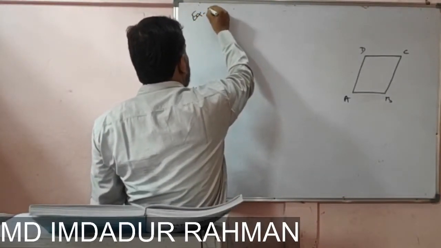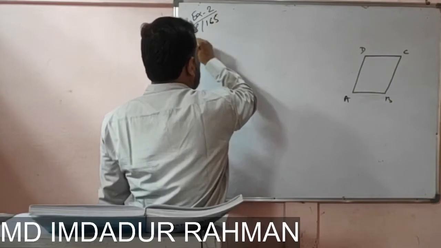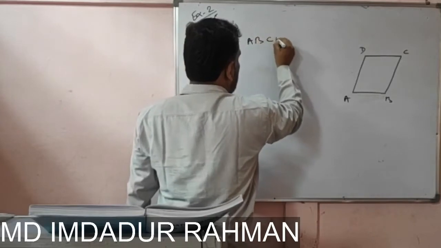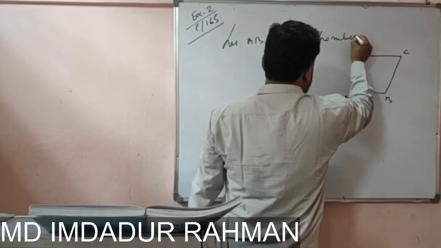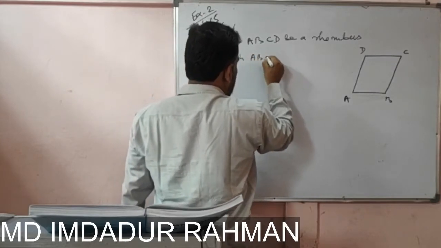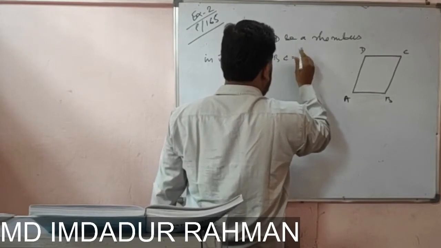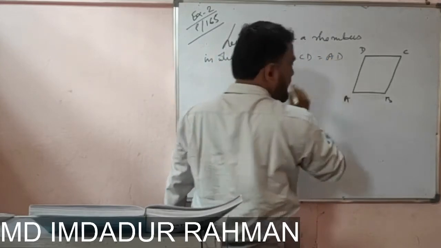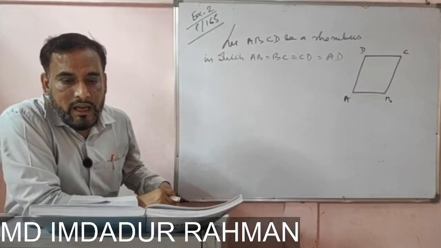Example 2, page number 165. So let ABCD be a rhombus in which AB is equal to BC is equal to CD is equal to AD. In a rhombus all the sides are equal.